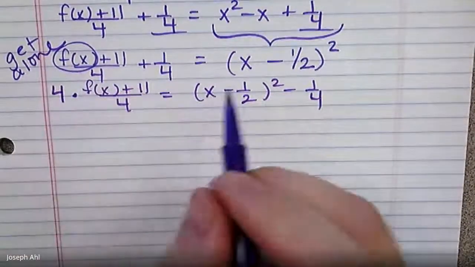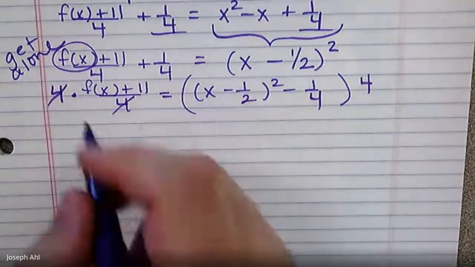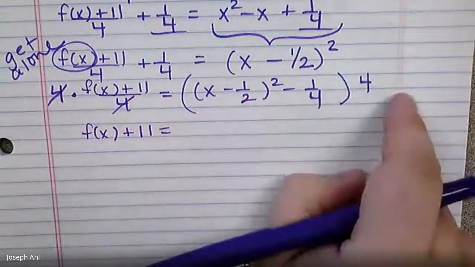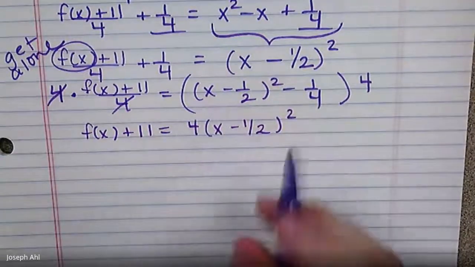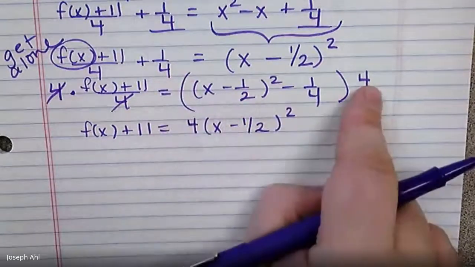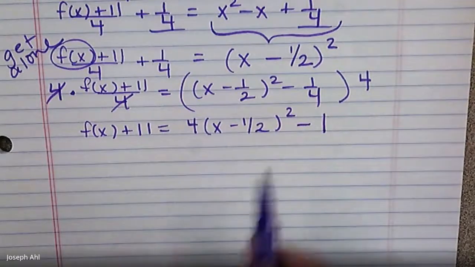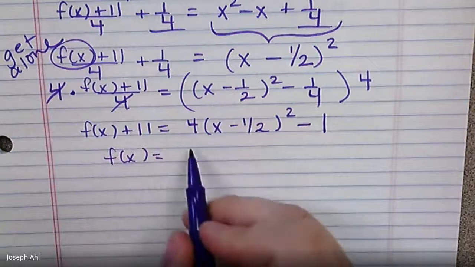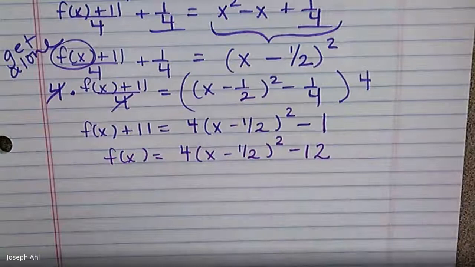I would then, in the next case, multiply both sides by 4 to get rid of dividing by 4. So f of x plus 11 is equal to, if I distribute that 4 in, leave the 4 in front of the x minus 1/2 squared. Don't distribute it in. That would be breaking PEMDAS. Okay, leave it on the outside. 4 times a 4th is now -1 at the end. And then finally, last step, subtract the 11 over to get that f of x is equal to 4 times x minus 1/2 squared with a -12 on the outside.